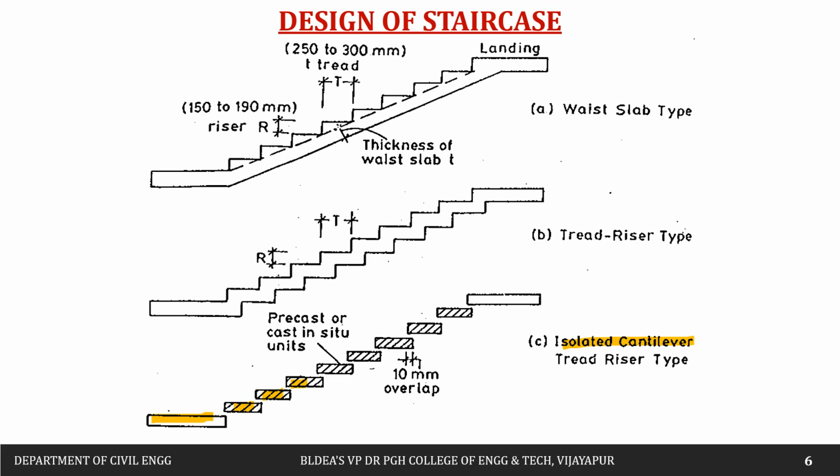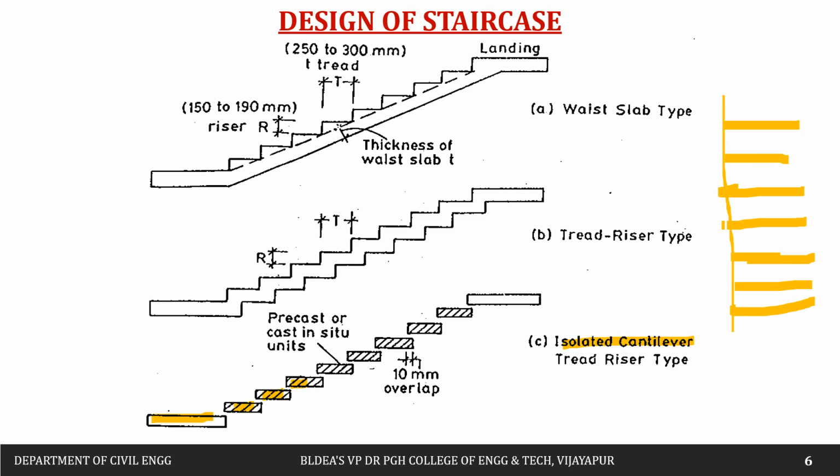So here what happens is that, for example, if this is the wall or support beam we have, from here we are going to have this cantilever. This will be the cantilever which is projecting from a beam or a wall support, right? This is the isolated cantilever. On this side we don't have support, only on one side we will have support, the other side will be free. Therefore it is an isolated cantilever tread riser type.